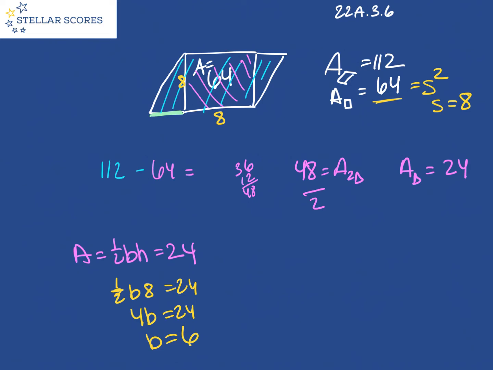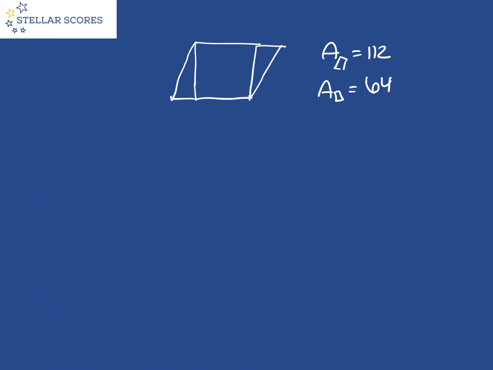Let me show you an easier way to solve it. Okay, here's our parallelogram. Area of the parallelogram is 112. Area of the square is 64. I'm going to use that because I know that is equal to side squared. So then s is going to be square root of 64, or 8. So I know then that this is 8 and that is 8. And I still, of course, am trying to solve for this bit. Now, if you know the formula for area of a parallelogram, this is super easy to solve. So area of a parallelogram is base times height. And we know that that's going to be 112.